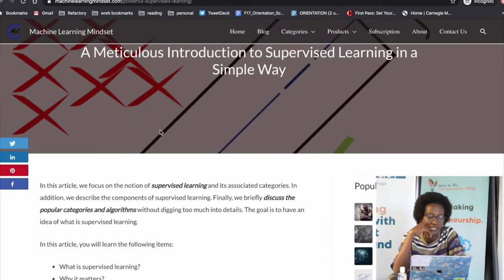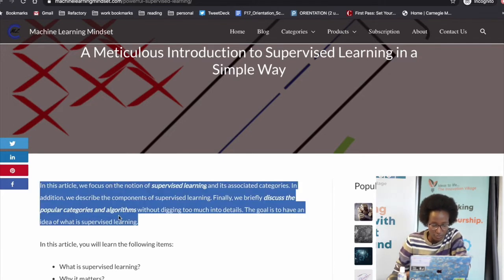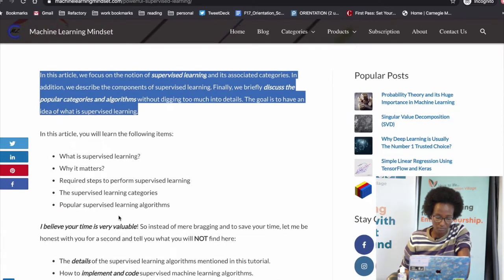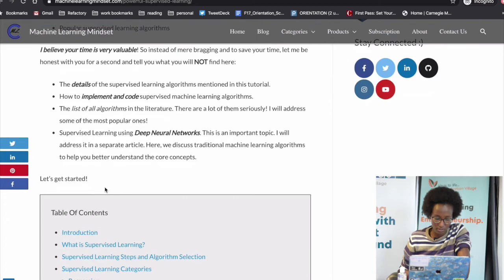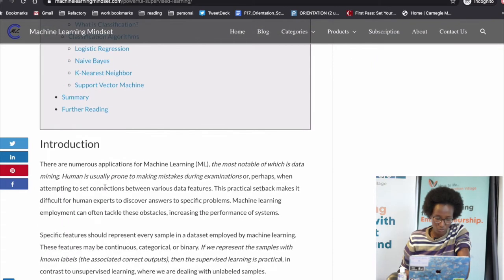A meticulous introduction to supervised learning in a simple way. Let's see how meticulous this is going to be. In this article, we focus on the notion of supervised learning and its associated categories. In addition, we describe the components of supervised learning. Finally, we will briefly discuss the popular categories and algorithms without digging too much into detail. The goal is to have an idea of what supervised learning is, which is the whole goal of this process. All right, so this is just an introduction of what the article has and what it doesn't have. We shall just go straight to the introduction.